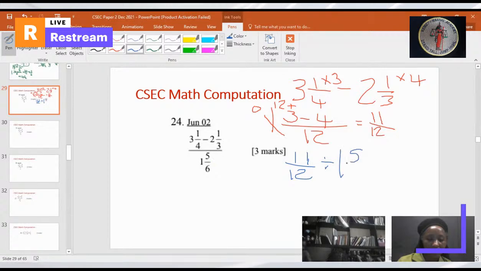Yes, miss. All right. So what do we do now? Miss, you change the division sign to a multiplication sign and switch. So we put the 11 over 12 and change the division sign to multiplication. Then, miss, you would flip the 5 over 6. No, change it to an improper fraction first. Yes, miss, I said so 6 over 5.